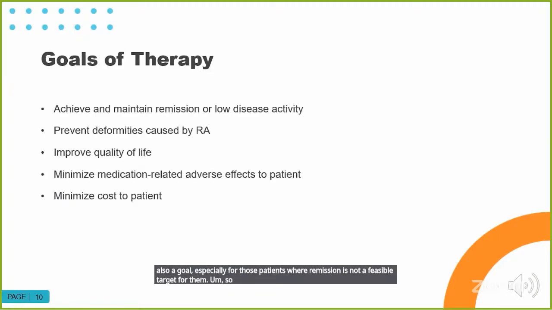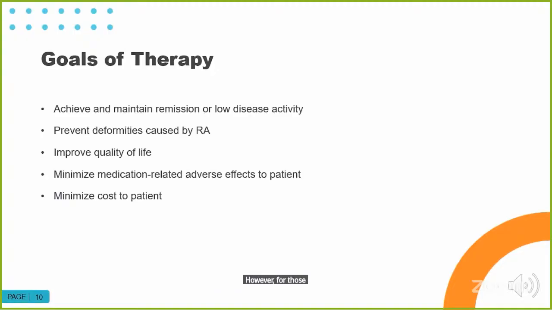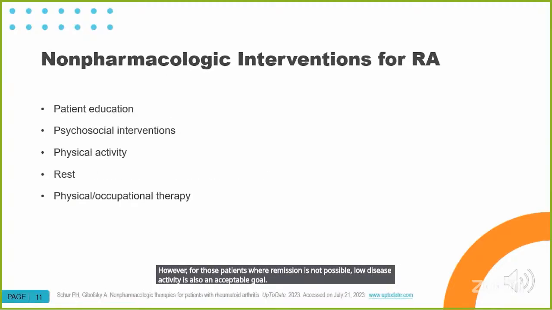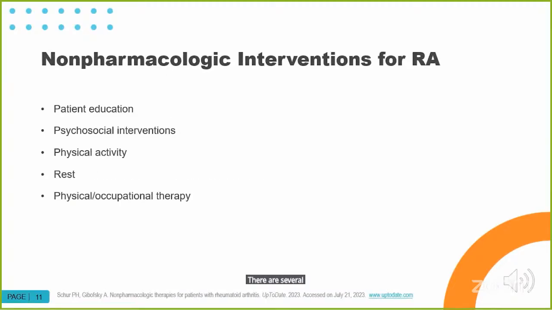So for patients that are able to reach remission, that's great. We want to keep them at remission for as long as we can. However, for those patients where remission is not possible, low disease activity is also an acceptable goal. There are several non-pharmacologic interventions that are recommended in the guidelines.